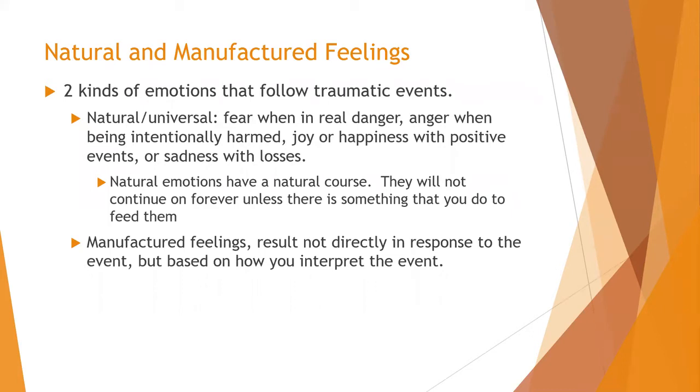Manufactured feelings result not directly in response to the event, but based on how you interpret it. So if you're in a car crash and somebody else is at fault, or you interpret somebody else is at fault, how is that going to affect you differently than if you're in the same car crash and you interpret yourself at fault? And I'm not going to go into the gory details of what happened, but people are going to respond differently emotionally and cognitively based on how they interpret an event. If they interpret something happening as punishment from their higher power, they're going to interpret it differently than if they interpret it as karma or just a random event.